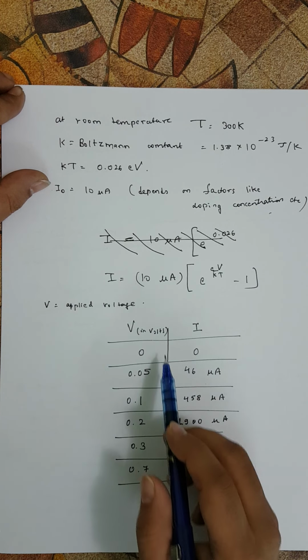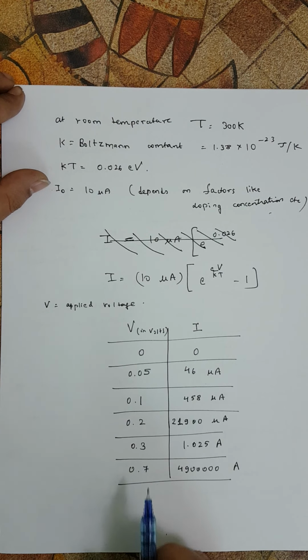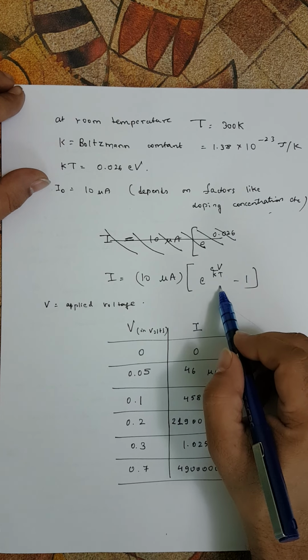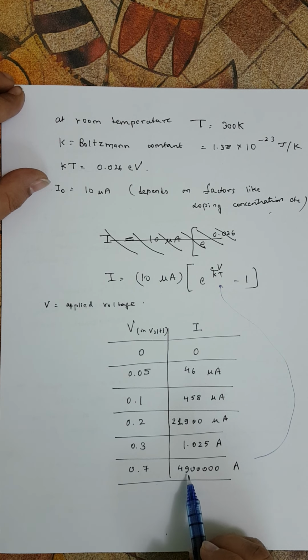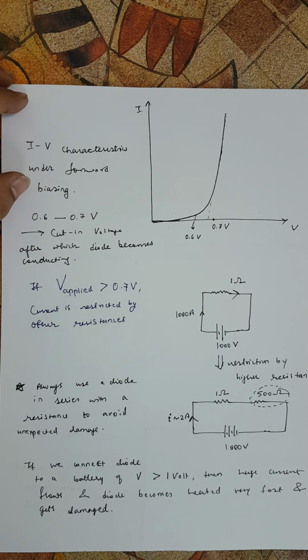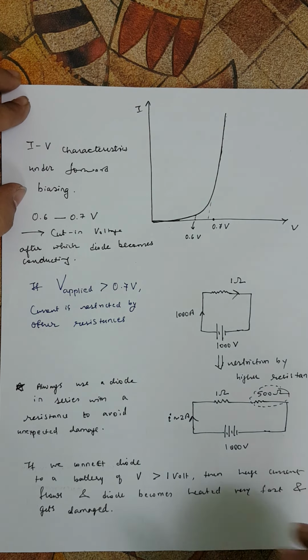And if we increase all the way up to around 0.7 volt, remember that the barrier potential was also initially 0.7, so the forward potential difference and the already existing barrier potential difference actually cancel out each other. So the barrier height is effectively 0 at 0.7 volt, and the current will come out using this formula to be around 4.9 million amperes. That's tremendously high.